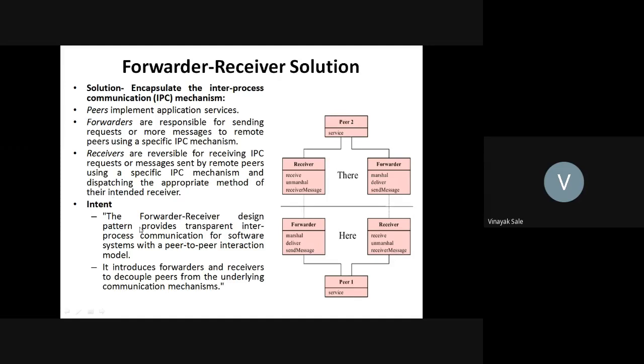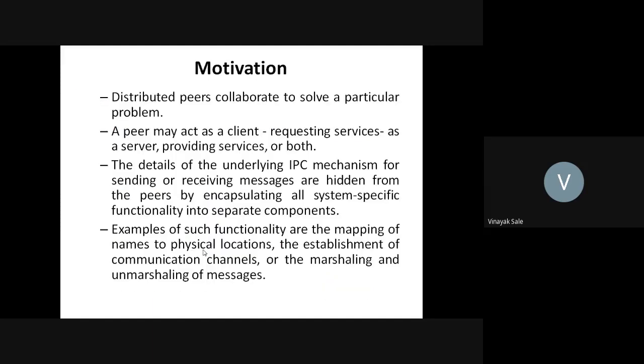So the forwarder receiver design pattern provides transparent inter-process communication for software systems with a peer-to-peer interaction model. It introduces forwarders and receivers to decouple peers from the underlying communication mechanisms.